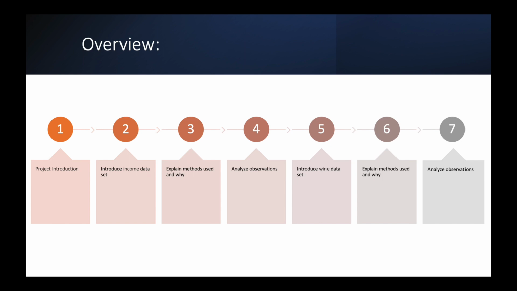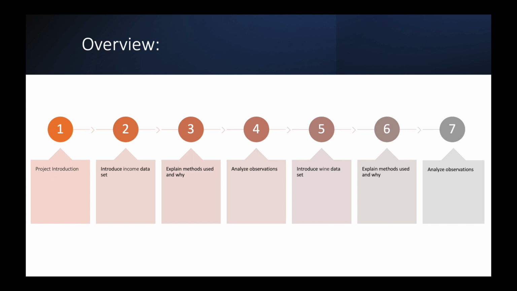Now we're going to consider different types of income, being private, government, state government, and so on. Then we're going to cover the methods we used, which are KNN and logistic regression. Then we're going to go over the income data observations like the marital status, relationship, race, age, work class, and so on.